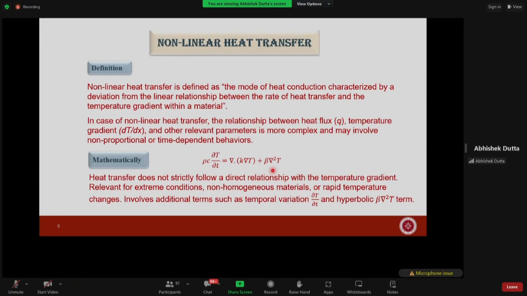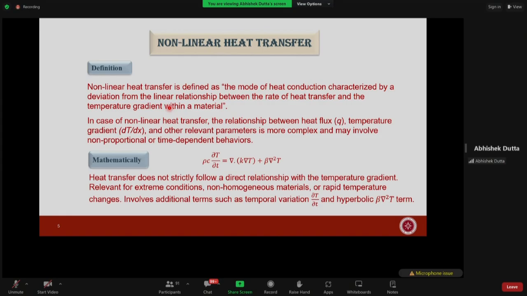Now then, what is nonlinear? Obviously, when the linear comes, you come up with the second question: what is nonlinear? Nonlinear, as I have mentioned here, is the mode of heat conduction characterized by a deviation from the linear relation between the heat transfer and the temperature gradient. So that is very interesting now.